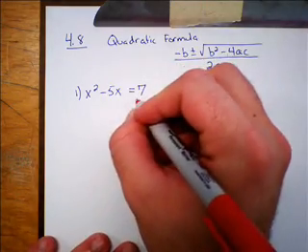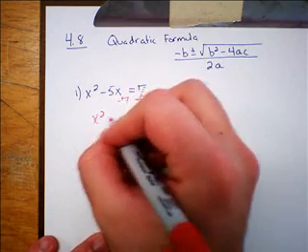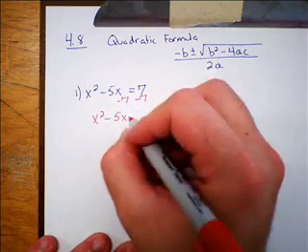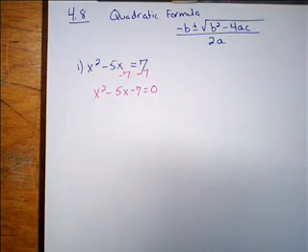And the difference between it is you want everything on the same side. So if you move that positive 7, it's going to become negative 7. And you want everything set equal to 0. So that's the first difference.